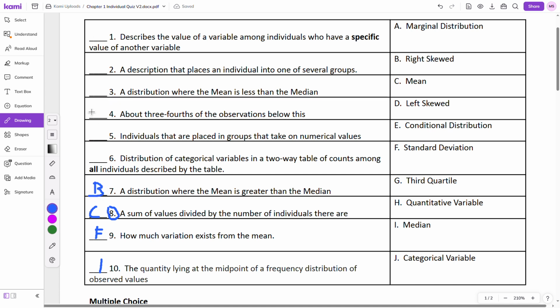And that helps me to remember that this one up here, number 3, is D. Then 3/4 of the observations are below that. That's the third quartile. So let's do that. Individuals are placed in groups that take on numerical values. Numerical values are quantitative variables, so that would be H.